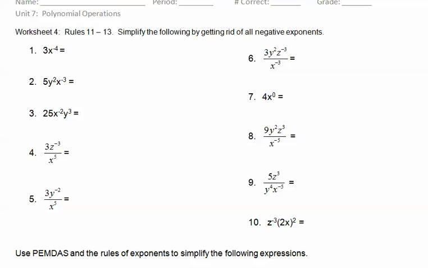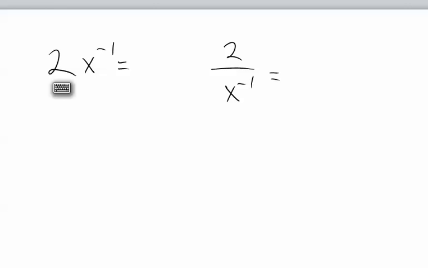On worksheet 4, we're going to be simplifying by getting rid of negative exponents. So again, let me just remind you of the rules of this real quick. You should have just gone over them. But remember that a negative exponent takes something from the top of a fraction to the bottom of a fraction. Or if it's in the bottom of a fraction, it takes it from the bottom of the fraction to the top of the fraction. That's what a negative exponent means.